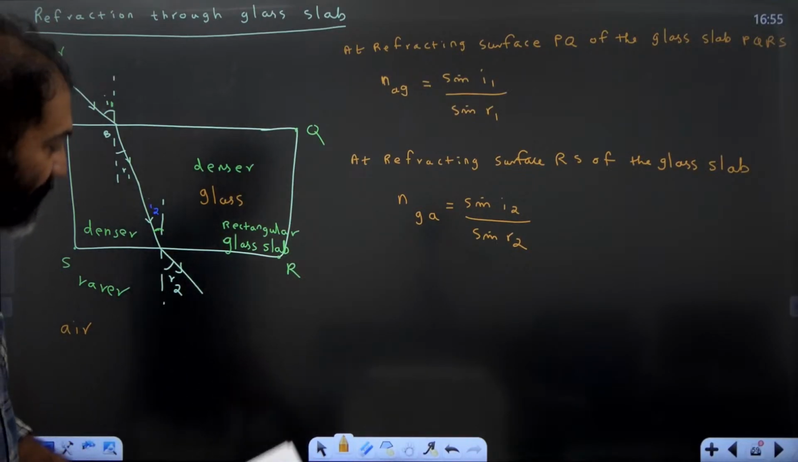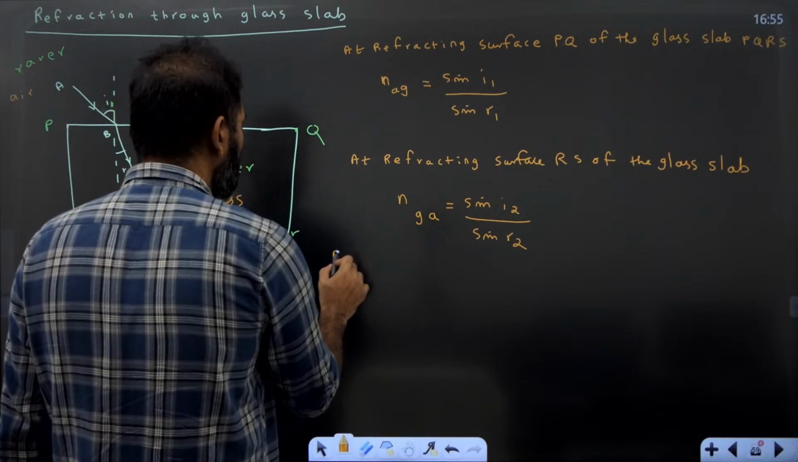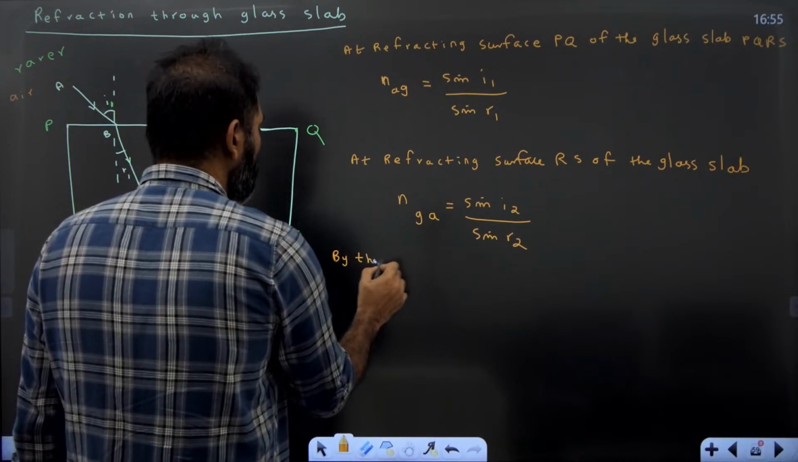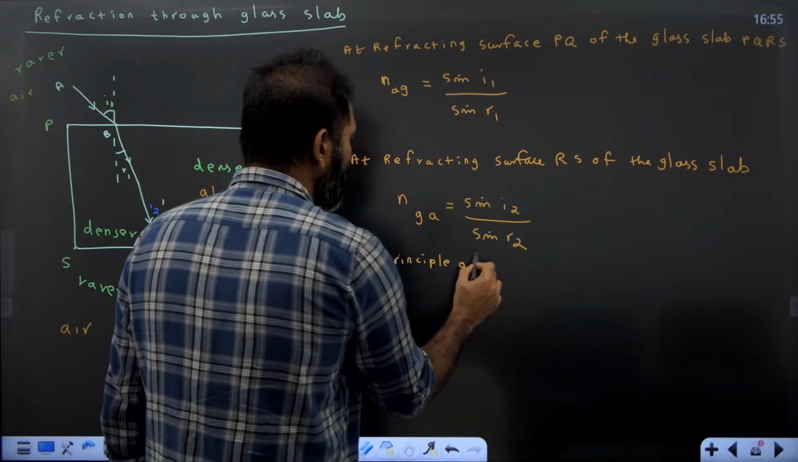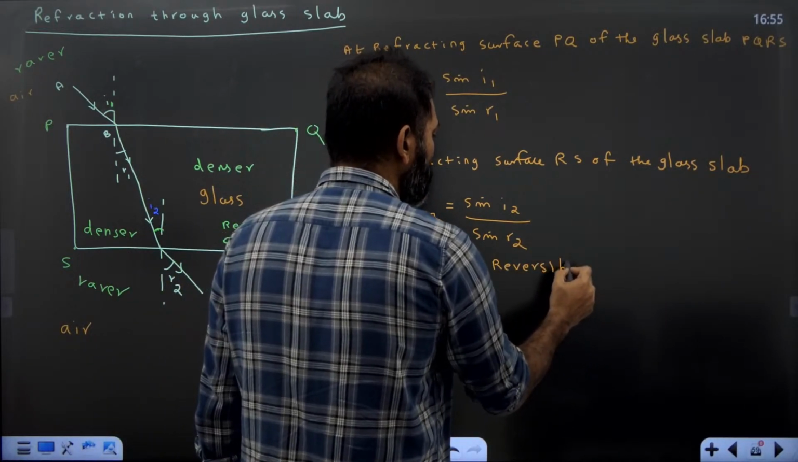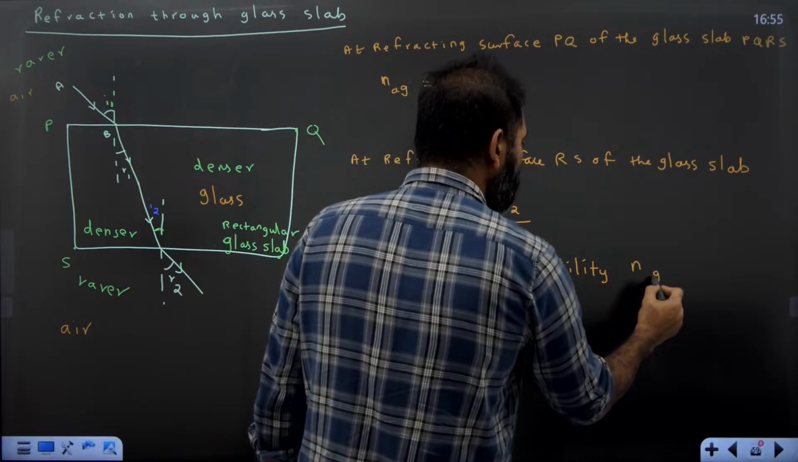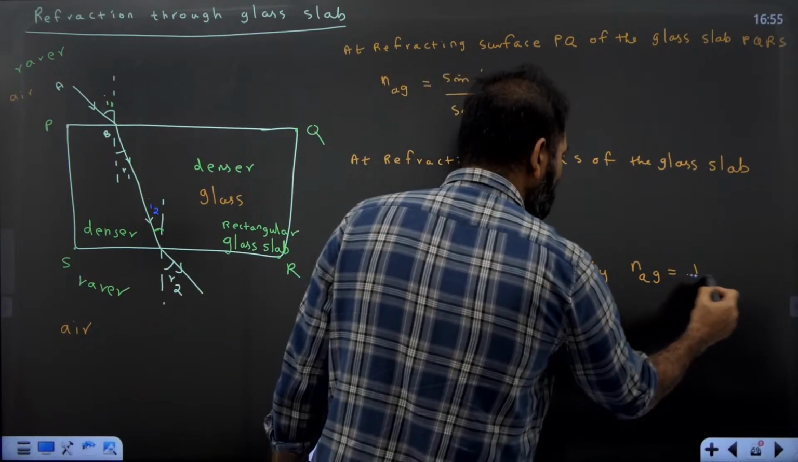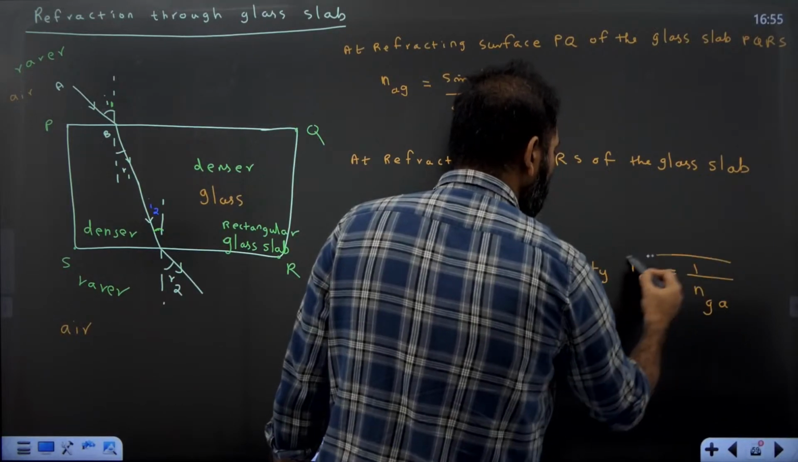Now, we know that by the principle of reversibility, the refractive index of glass with respect to air is equal to 1 by the refractive index of air with respect to glass. That we know.